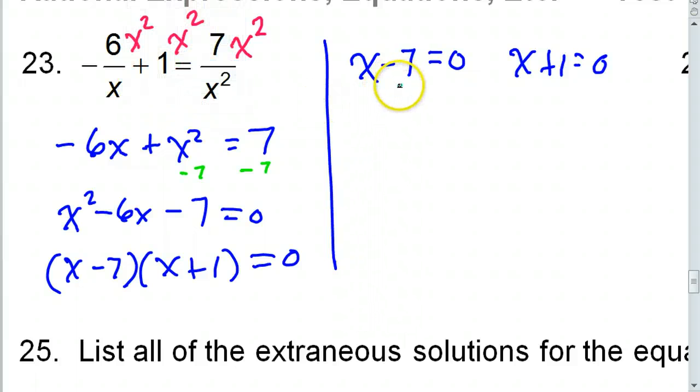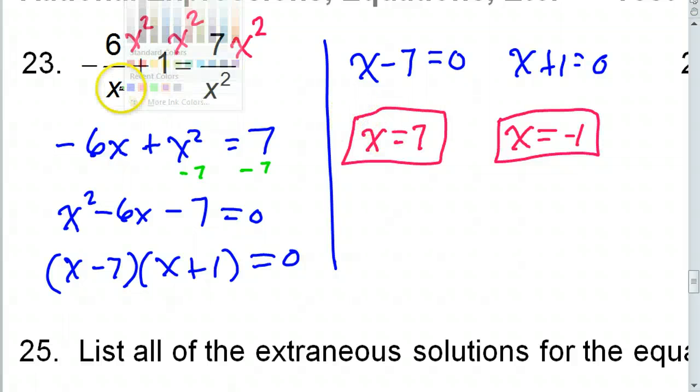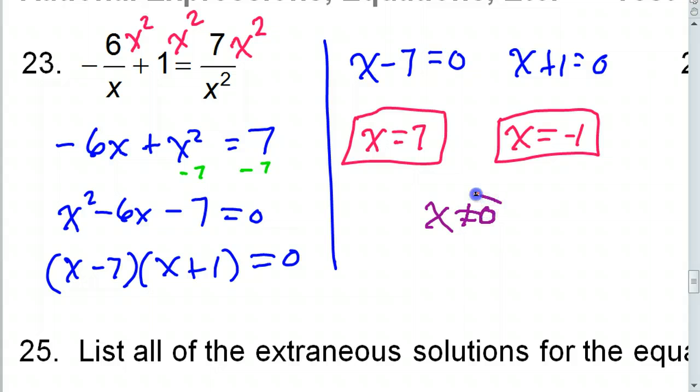Adding 7 to both sides, I'm going to get x equals 7. Subtracting 1 from both sides, I'm going to get x equals negative 1. It's good to keep an eye on our restrictions. What can x not be? X cannot be 0. Just 0, that's the only one. So that's not either of these, so these are the solutions to number 23.